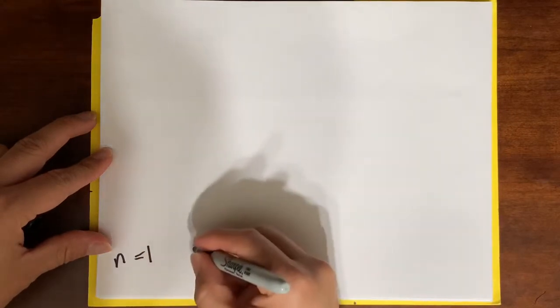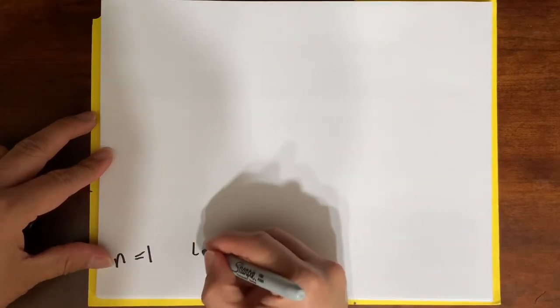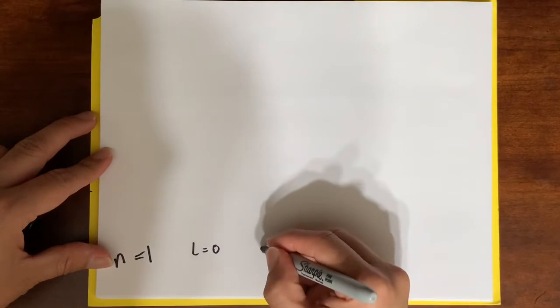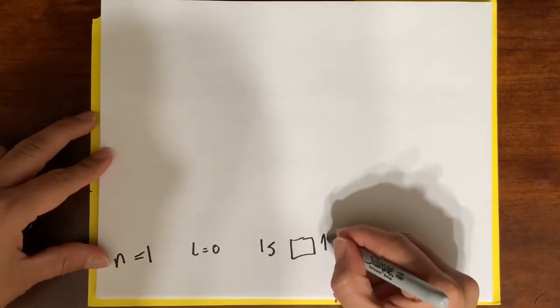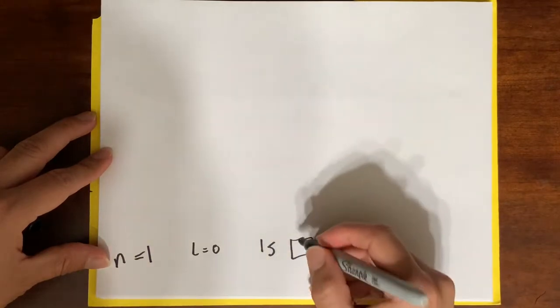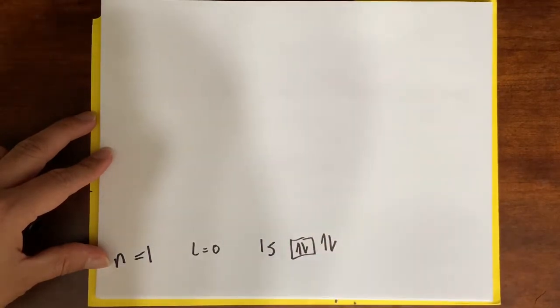Hello everybody. In this lecture I'm going to go through electron configuration and I will show you how to fill in orbitals, or how to distribute electrons inside those orbitals. I start with this: when n equals 1 we have only one orbital, l is equal to 0, and we call it 1s. We show it by one box and we can have 2 electrons inside that box. I'm going to put 2 electrons in it.